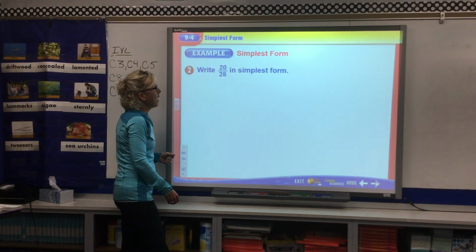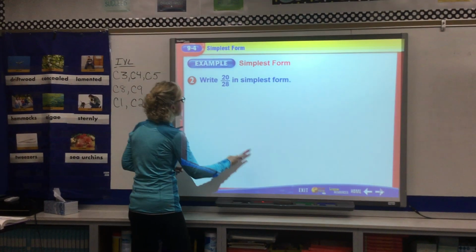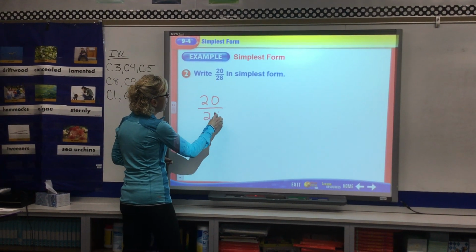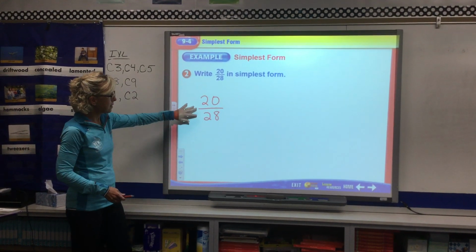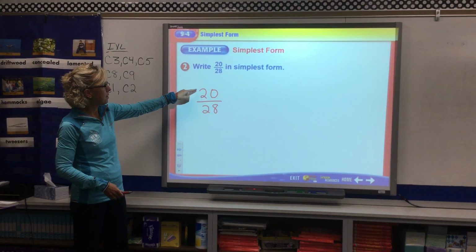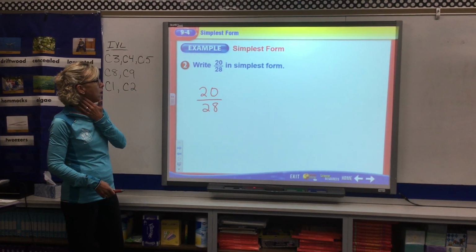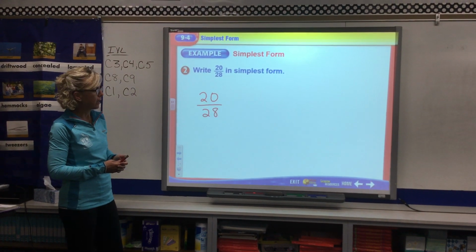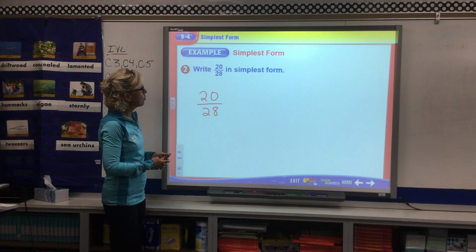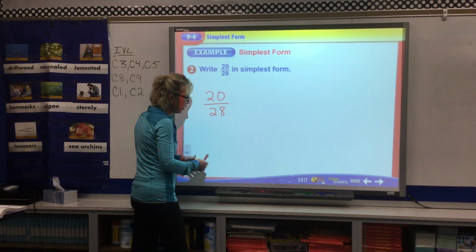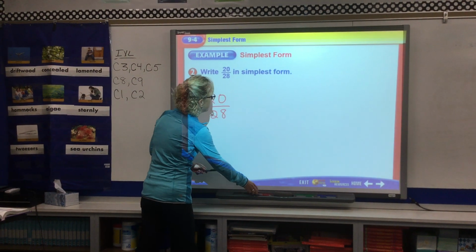All right, here they give us the fraction 20 over 28. I know that this fraction is not in simplest form. I can look at that in a glance and know that this is an even over an even, so for sure I can divide both the numerator and the denominator by 2, okay? That's one way we talked about. You can find the greatest common factor, or you can do repeated division, okay?